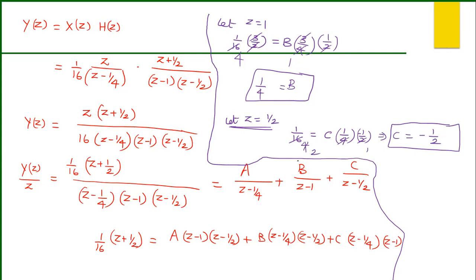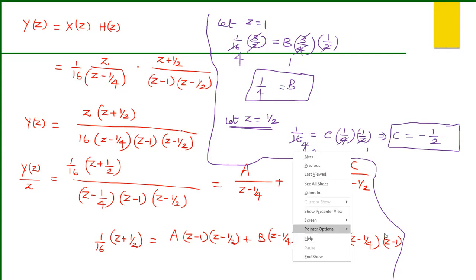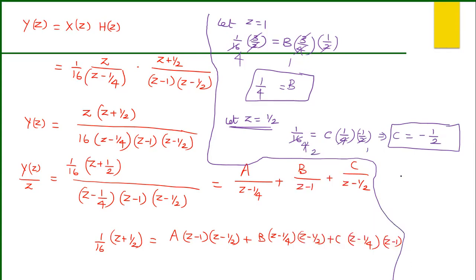Next, let Z equal 1 by 4. If you keep 1 by 4, so 1 by 16 into 1 by 4 plus 1 by 2. How much will we get? 1 by 4 plus 1 by 2. I can write this as 2 by 4, right? So 2 by 4 plus 1 by 4 is 3 by 4. So now 1 by 16 into 3 by 4 equals 1 by 4.